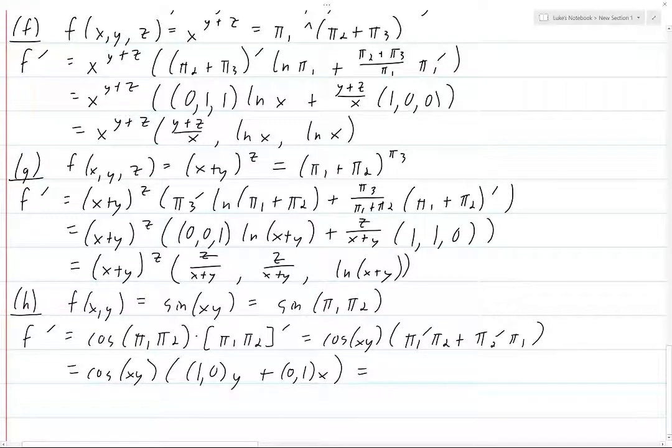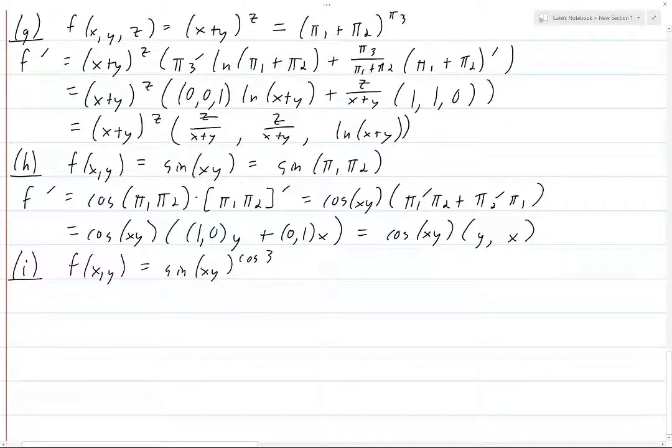I might do that. F of xy, well, I'm sure you will know if I have done that or not, because by the time I'm uploading it, I will have figured it out. Okay, so this is sine of xy to the power of cosine of 3.